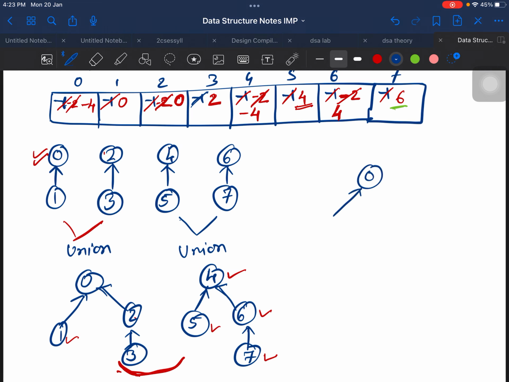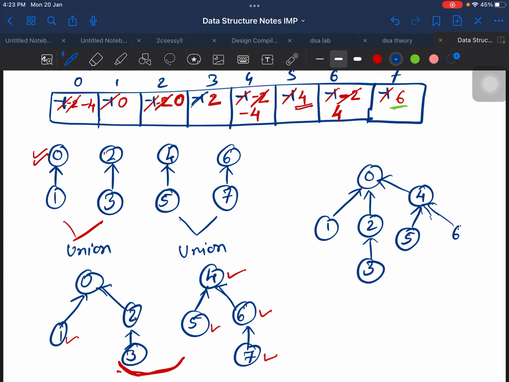So what I am doing? I am writing 0 here first. Then I am writing 1. Then I am writing 2. And then 3. So I am drawing the diagram first, guys. After that I will make the changes in the array. After drawing the diagram, we can easily make the changes in the array. It's very easy then. Directly making changes in the array is a little bit difficult.